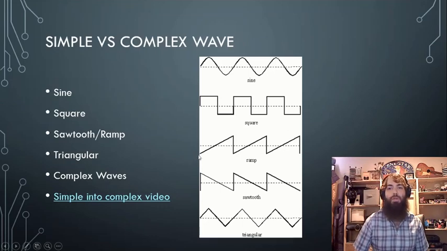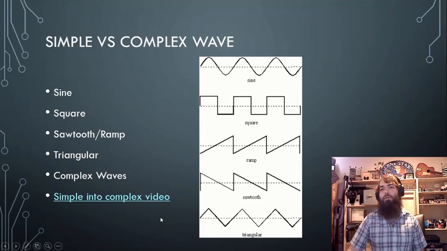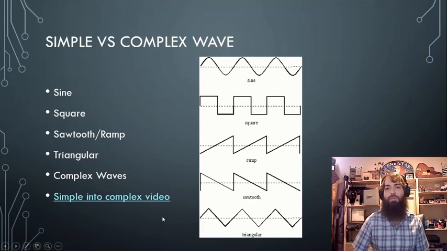Ramp is where we ramp up to high compression levels and it drops to no compression, ramps up to high compression levels, drops to no compression, or rarefaction. And the reverse is a sawtooth, and then a triangular wave. So each of these have their own different sounds. Again, I've got a quick simple video that has those broken down.